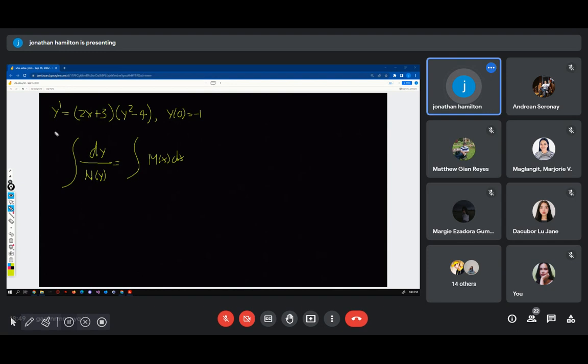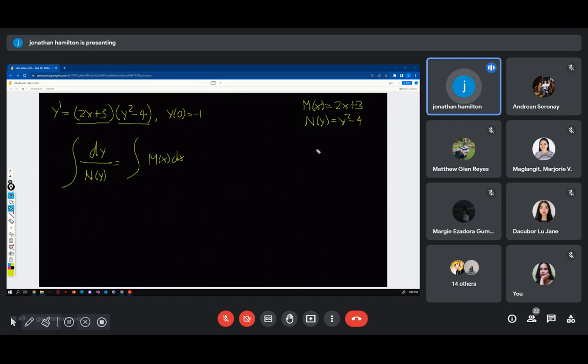So since we know this is a separable equation, we could say na kaning 2x plus 3 can be our m of x, and kaning y squared minus 4 can be our ny. So para maklaro lang nato we could say m of x is equal to 2x plus 3, and then our ny is equal to y squared minus 4.